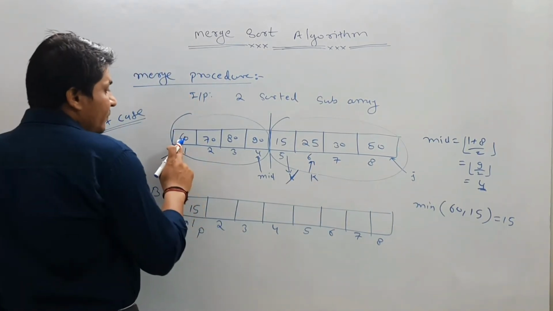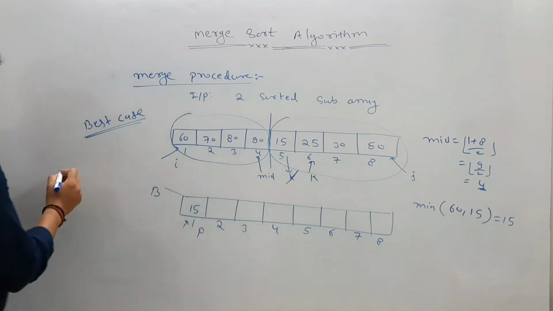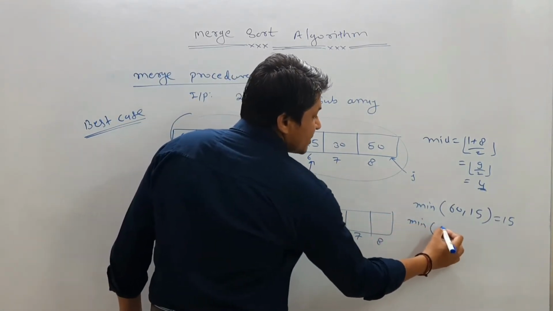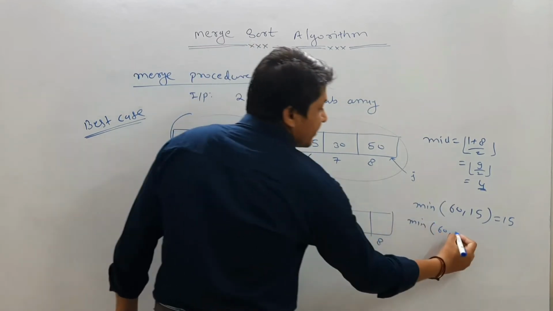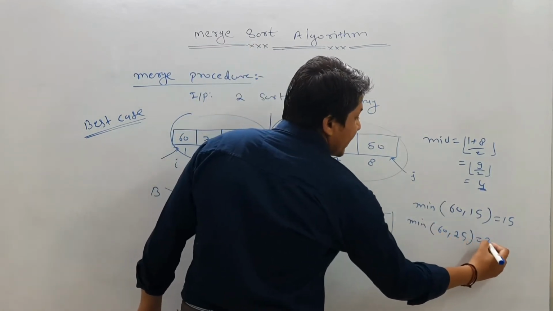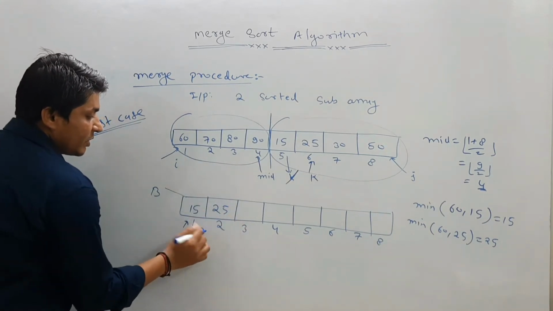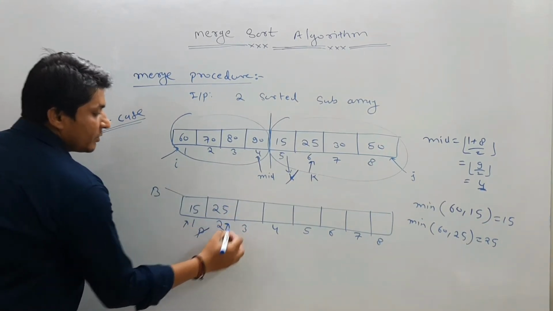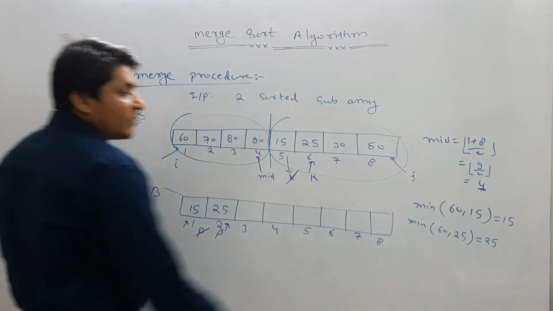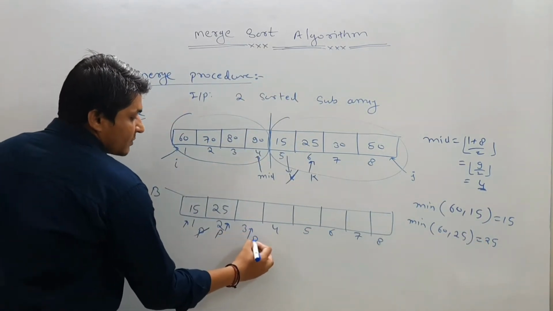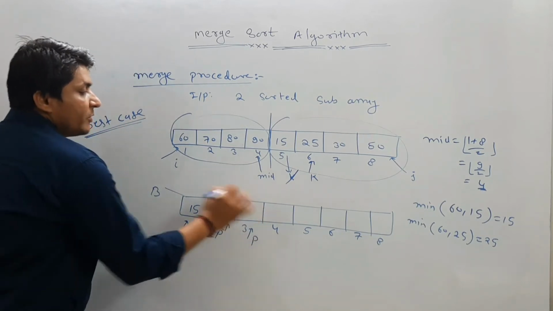Now then again we are going to find what? Minimum of, let me write, minimum of 60, 25. So which one is minimum? Again 25 is the minimum. So we will copy 25 here, correct? And we have already incremented p. So p is pointing here. Now we have already copied 25, so let us increment the p value. So p will start pointing to the next location because we are going to store the next value in this location.